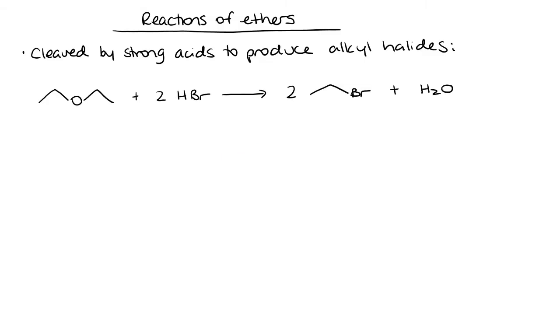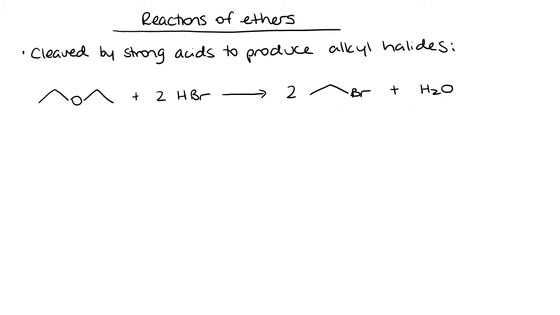As far as reactions go, ethers are pretty mild. They don't do a whole lot of reactions. The only thing they really can do is be cleaved by strong acids to produce alkyl halides. So for example, we can take an ether and treat it with a large concentration of strong acid such as HBr. We'll produce 2 alkyl halides as well as water.